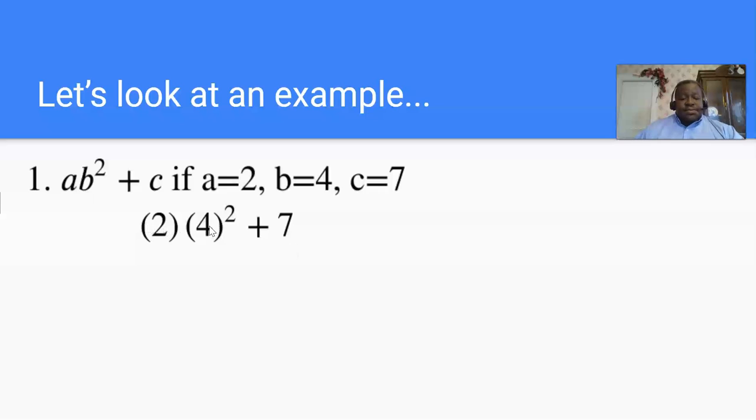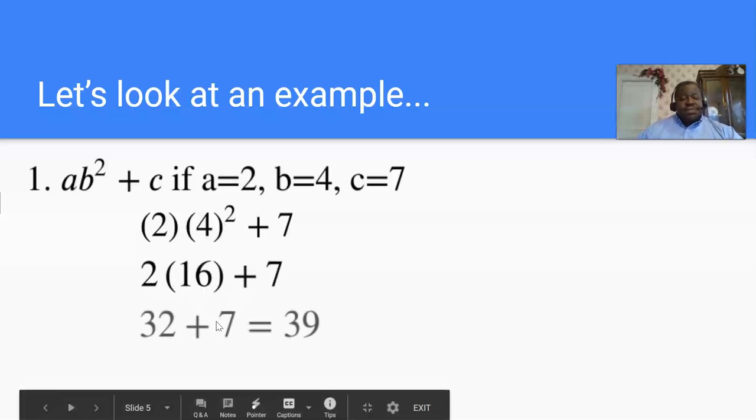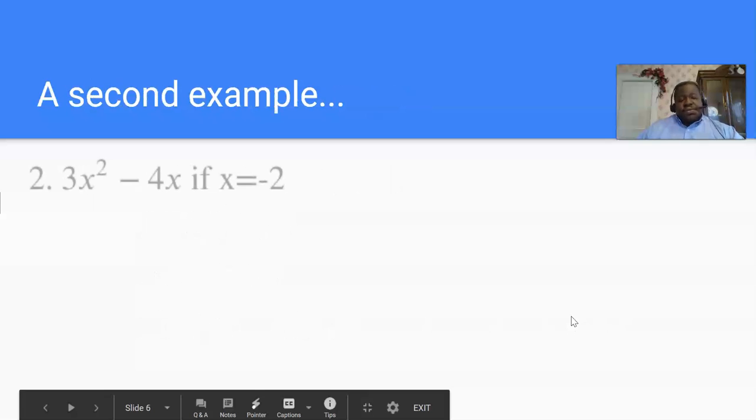So now we go to our order of operations. Well, remember, PEMDAS, P-E-M, parentheses. These numbers are individuals in the parentheses. The next thing will be exponents. So 4 squared is 16. Now we get to multiplication. 2 times 16 will be 32. 32 and 7 is 39. All right, let's look at our next example.